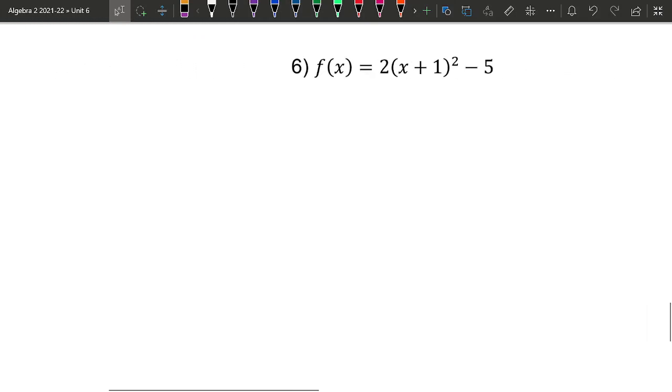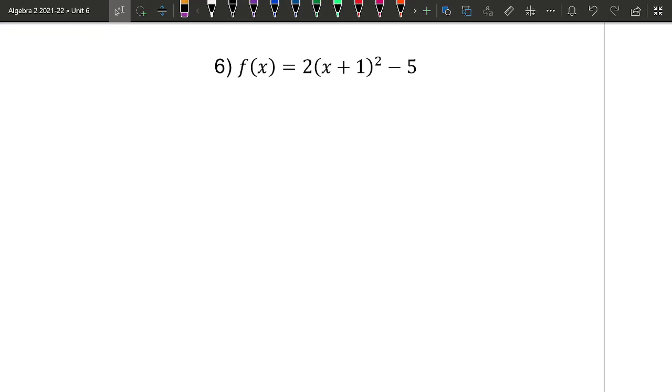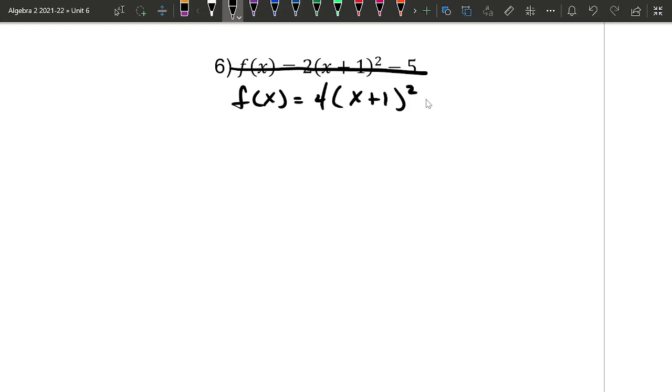Which I'm going to go ahead and just do number 6, but I'm going to change this one. Yeah, I want to make that a 4. I feel like this would be a much better problem if this 2 was a 4. Okay, so I'm changing, here, let me just do it this way. I'm going to change this. I'm going to make it f of x equals 4 times x plus 1 squared minus 5. Okay, and then go from there.